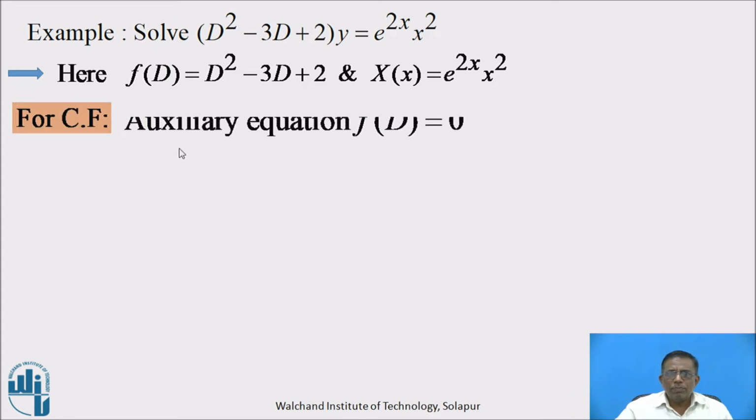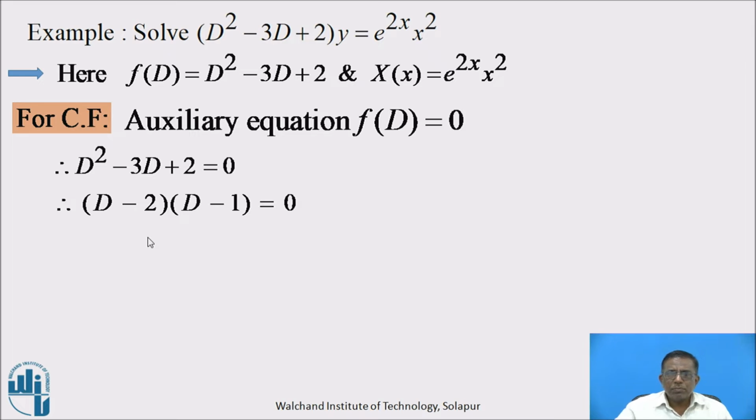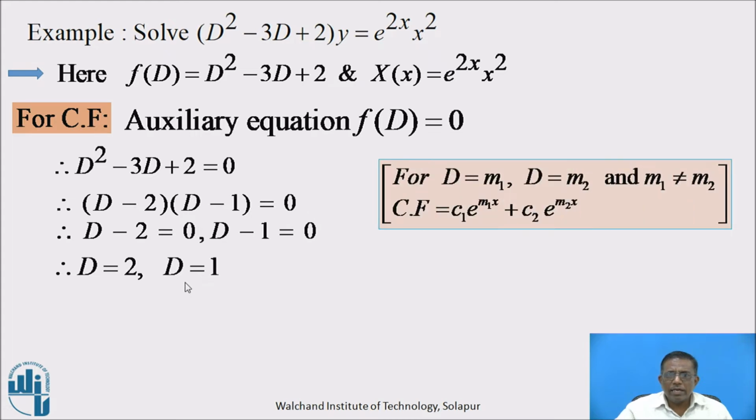For CF, the auxiliary equation is obtained by equating f(D) equal to 0. Here D²-3D+2 = 0 is the auxiliary equation. Solve it for D by factorizing. The left hand side factors are (D-2)(D-1) = 0. Equating each factor to 0, D-2 = 0 and D-1 = 0 give D = 2 and D = 1. These two roots are real and distinct.